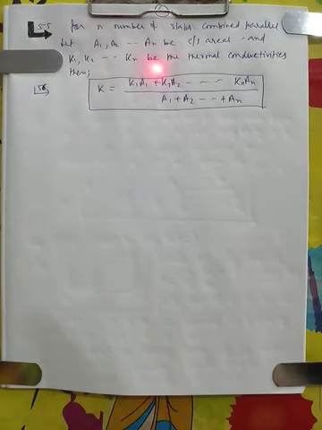Now if n number of slabs are combined in parallel, and let's say A1, A2, up to An are the cross section areas of the n slabs, and K1, K2, up to Kn the thermal conductivities of those n slabs, then the combined thermal conductivity can be found in the same way as we found for the two slabs, and it will come K is equal to (K1 A1 plus K2 A2 plus up to Kn An) by (A1 plus A2 plus up to An), the total area.